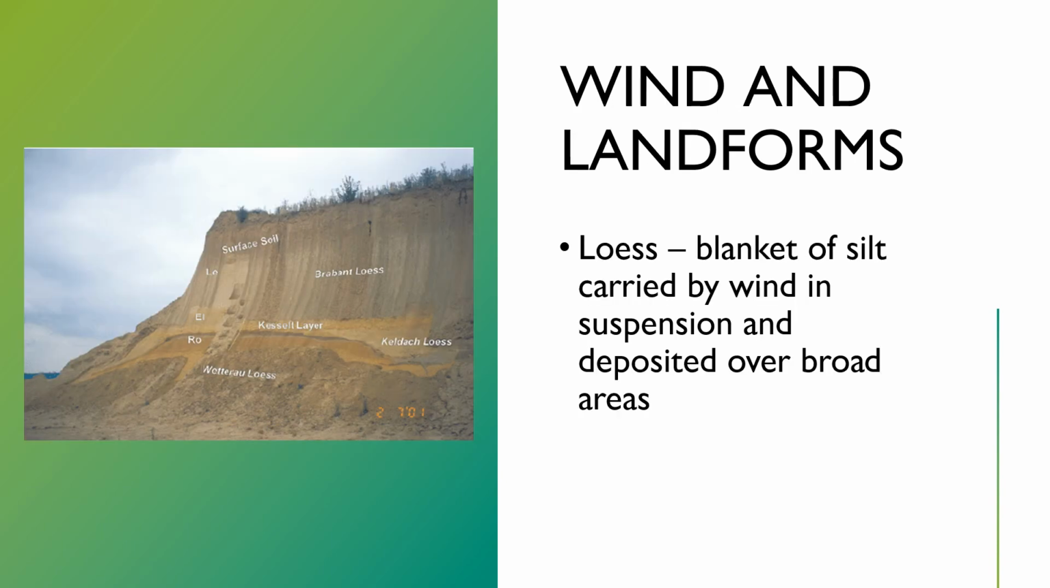Okay, so like water and glacier, wind is considered as a significant agent in the formation of landforms. Accumulations of wind-blown sediments are usually found in dry lands and along sandy coasts. There are two types of wind-blown deposits, and these are loess and dunes. So first of all, loess is a blanket of silt carried by wind in suspension and deposited over broad areas. And over years, dust storms deposited this material.